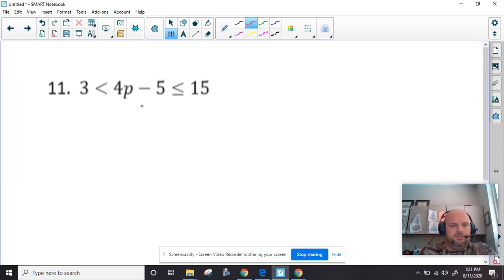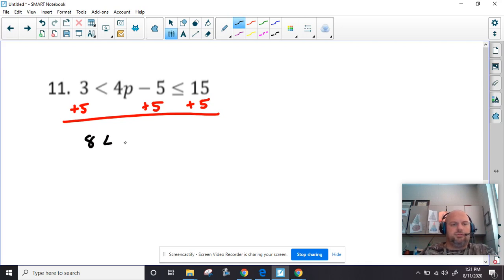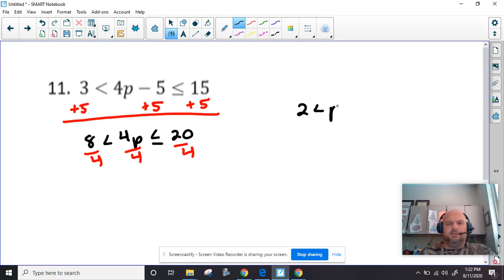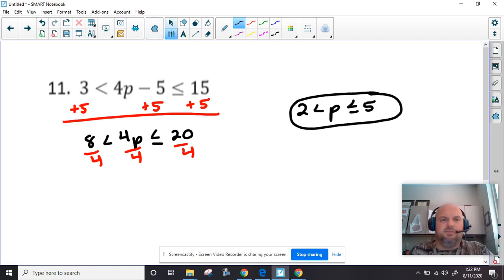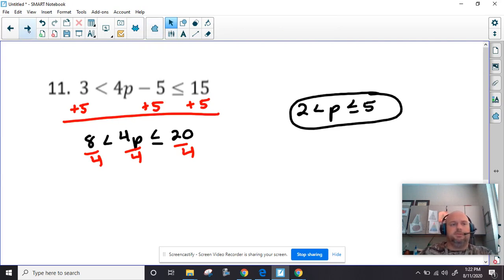This is another and problem. I'm going to add 5 to both sides. That gives me 8 less than 4p less than or equal to 20. This one, it looks like we're not going to have fractions or anything. 8 divided by 4 is 2, which is less than p, which is less than or equal to 5. Not too awful bad. Could always be worse.